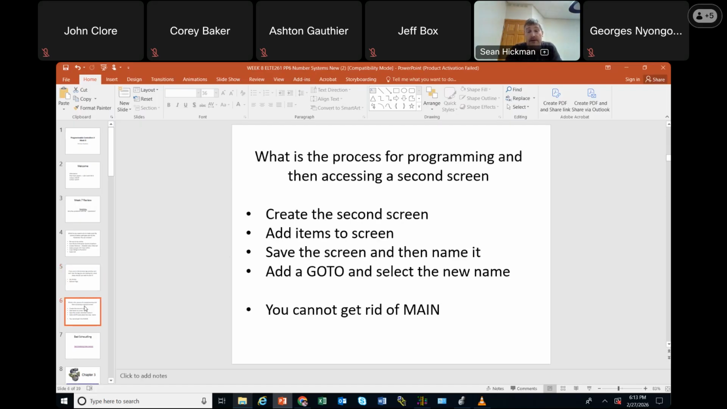What is the process for programming and accessing the second screen? You want to create the second screen, add your items to the screen, then you have to save the screen, and then it will ask for the name, and then you add the go to. Now remember, the main you can't get rid of.